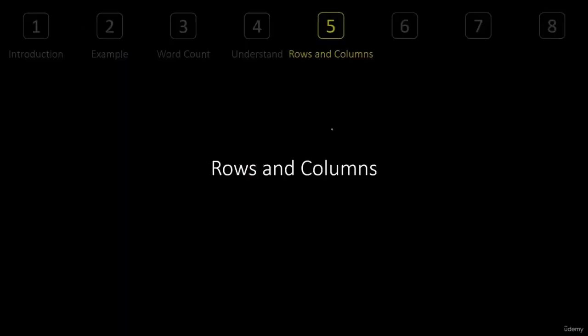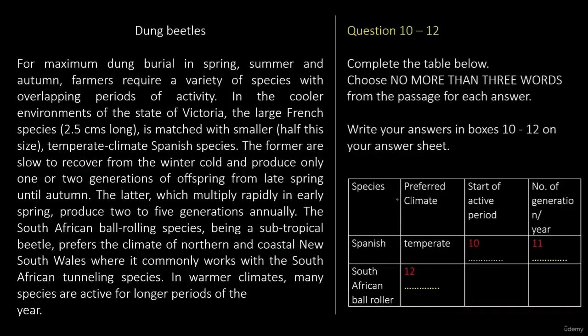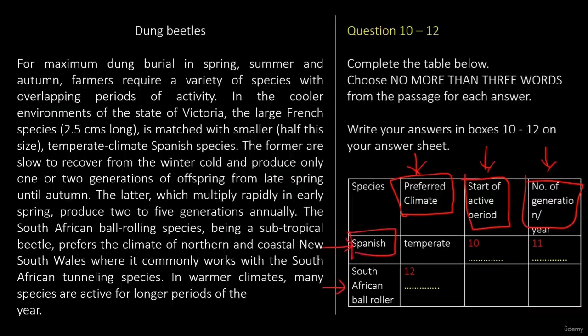Cool? Good. The next pointer is rows and columns, which provide you a lot more information than you think. It's a plenty of information. Now, here we have these words or phrases as columns. I think you know what columns are, the vertical ones always, and the rows are the horizontal ones. So here we have Spanish and South American ball roller as your rows, and your columns are preferred climate, start of active period, and number of generations per year.